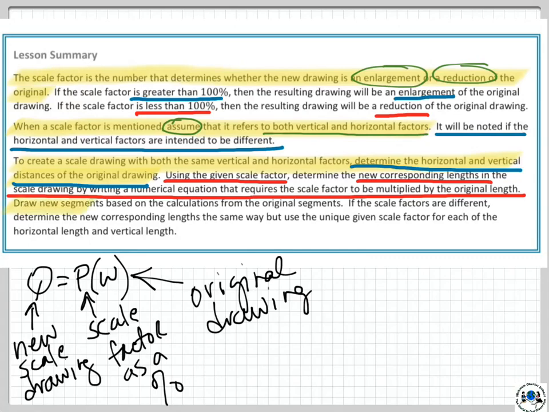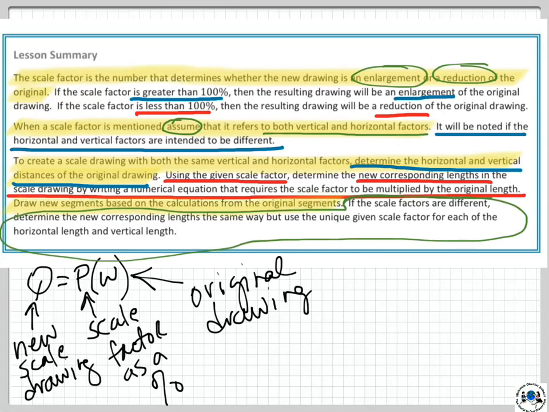So you're going to draw the new segments based on the calculations from the original segments, and if the scale factors are different, determine the new corresponding lengths the same way, but use the unique given scale factor for each the horizontal length and vertical length. And that is something we will do again and again, and with practice we will all become perfect at it.